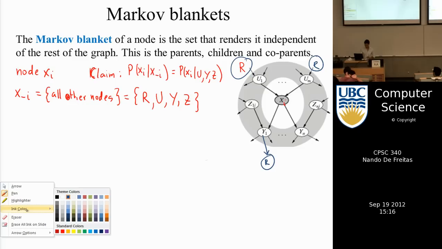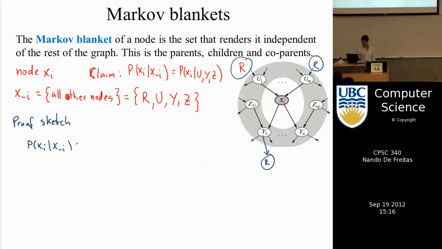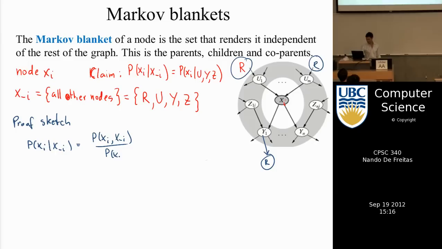Okay, so here is the proof sketch. The probability of xi given x not i is equal to the probability of xi and x not i divided by the probability of x not i. So in this step, I'm using conditional probability.